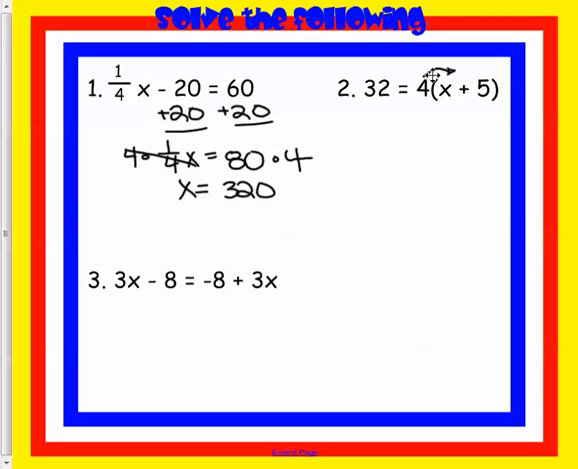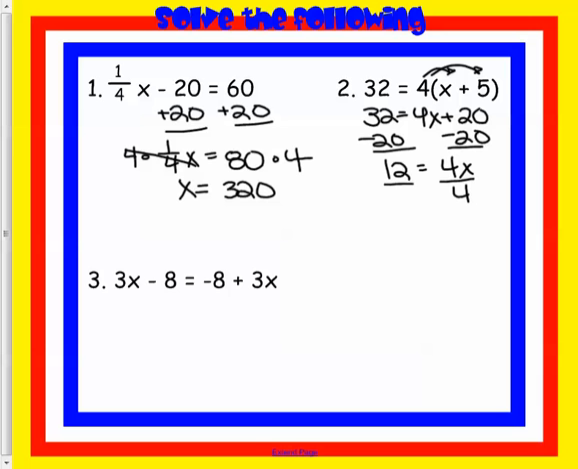Over here, you distribute a 4 to both sides, and you're left with 32 equaling 4x plus 20. If you take 20 away, you're left with 12 on this side, and 4x on this side. You divide by 4 so you can get x by itself, and x equals 3.